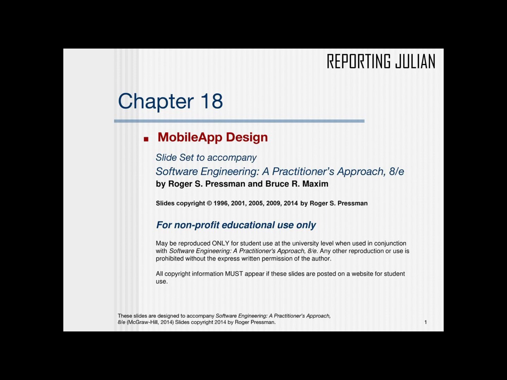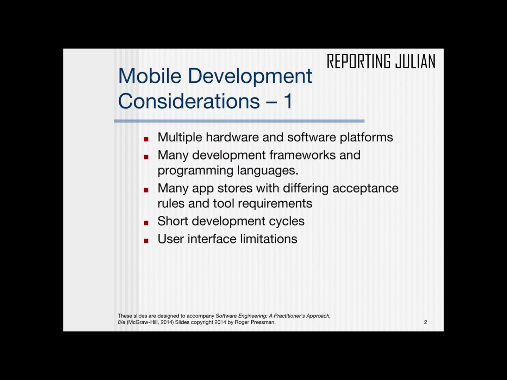Next slide is mobile development considerations 1. Number 1 is the multiple hardware and software platforms. Mobile apps need to work on various devices like phones and tablets and operating systems, which are iOS and Android. Developers must ensure compatibility across this diverse landscape.